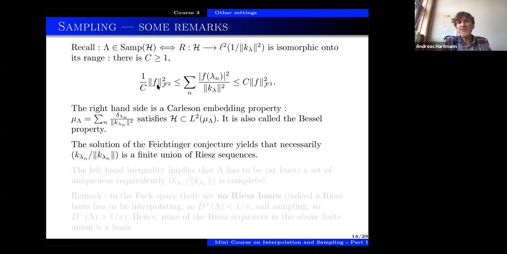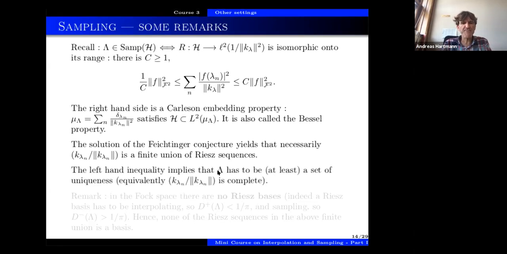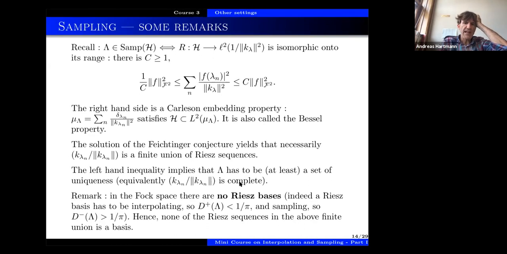So in a sense, one could expect that the left-hand side is more or less for free once you can establish more or less that you have some completeness property. Okay, this is maybe not so direct. But at least we can say that none of these sequences that you get from the Feichtinger conjecture can be real spaces, because such things do not exist in the Fock space due to this result which I cite here.